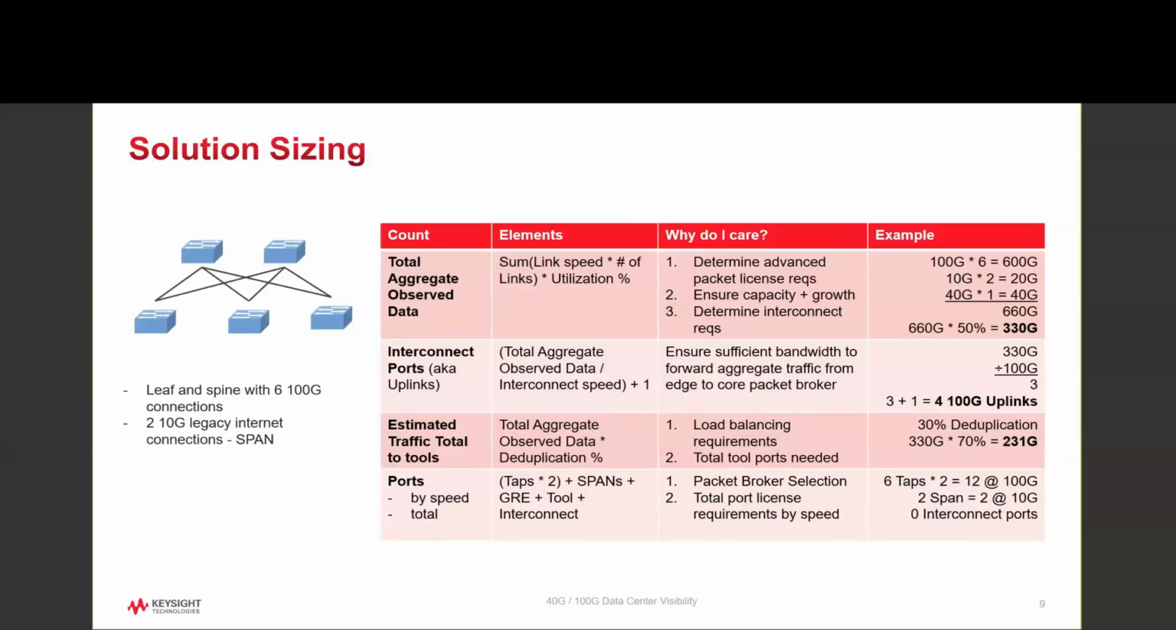Next, consideration should be made as to what portion of the aggregate traffic will be forwarded to various tools. This is in order to estimate load balancing requirements, as Tim mentioned, as well as needed tool ports. And there should be some allowance for deduplication. Again, we're going to get more into that in a little bit, but I think it's probably familiar to most.